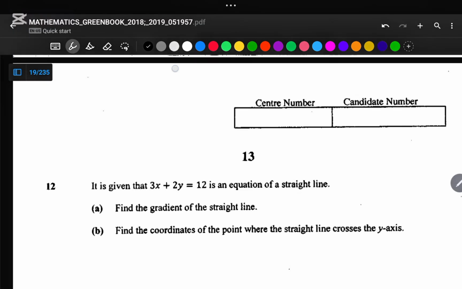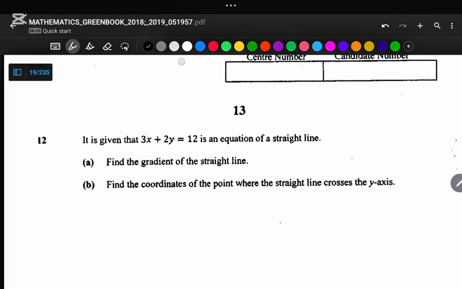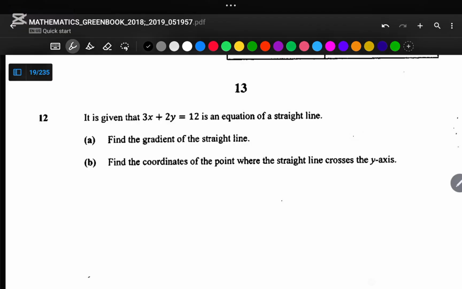So let us move on to the next question, that is number 12. In this question, it is given that 3x plus 2y is equal to 12, and that is an equation of a straight line. We're going to find the gradient of the straight line. A straight line is of this form: y is equal to mx plus c, where m is the gradient and c is the y-intercept.